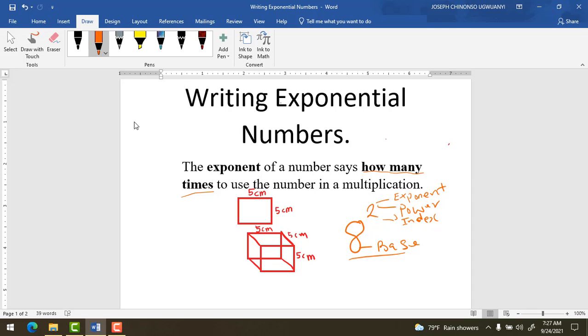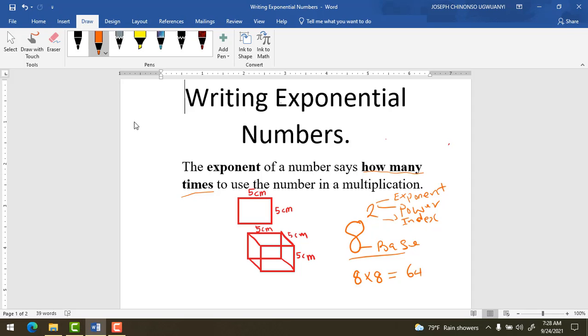For example, we have 8 exponent 2. What does it mean? It says we have to use 8 2 times in a multiplication. And what do we have to do? We have 8 times 8. And this is, of course, 64. So 8 exponent 2 means 8 times 8. So it is easier to say exponent 2 than to say 8 times 8. For example, if you have 8 times 8 times 8, then you can't just say that. You just say 8 exponent, maybe 5 exponent 10.